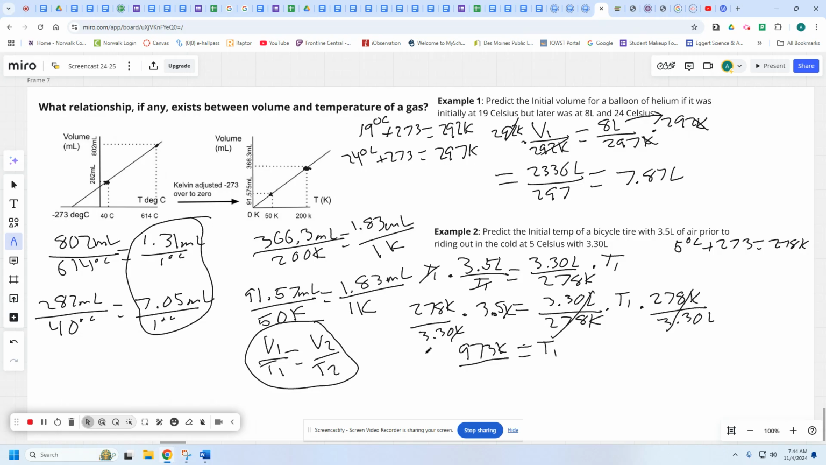But that 3.30 is still a part of the situation here. And then if you divide 973 Kelvin divided by 3.30, you guys should end up with a temperature of 295 Kelvin. And so you can check to see if this makes sense.